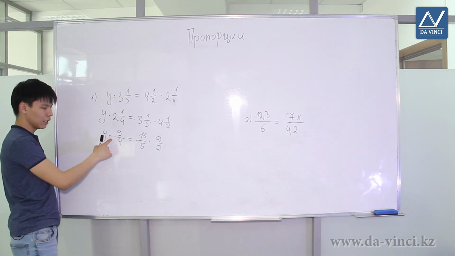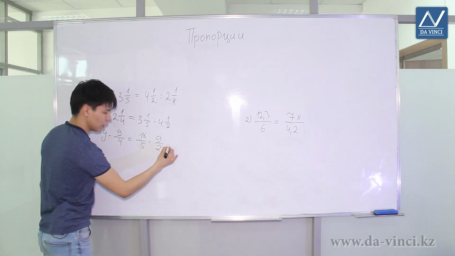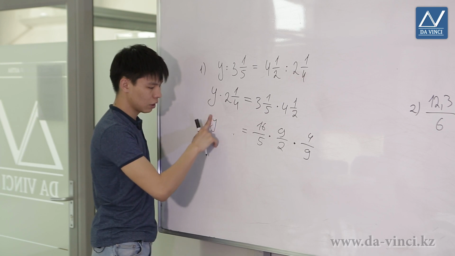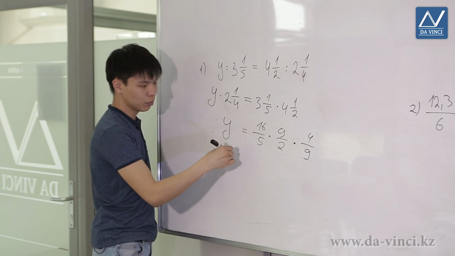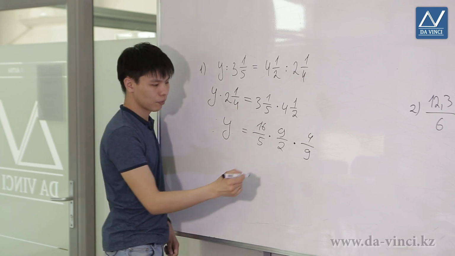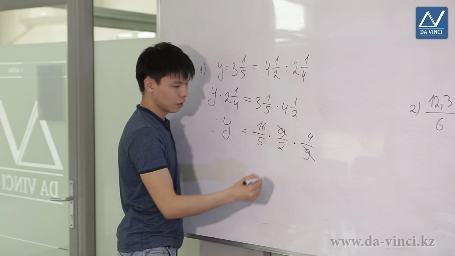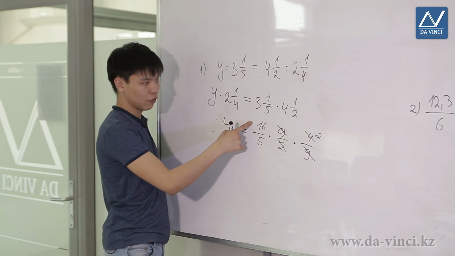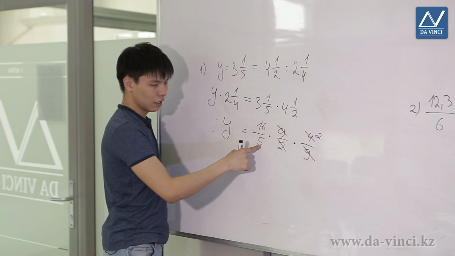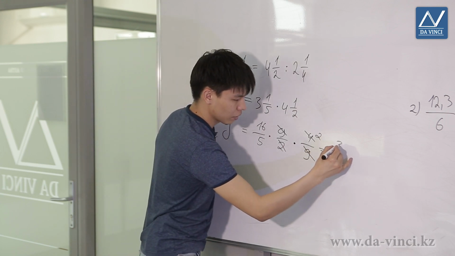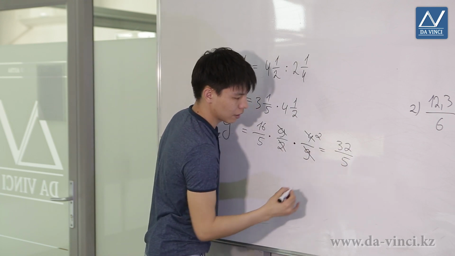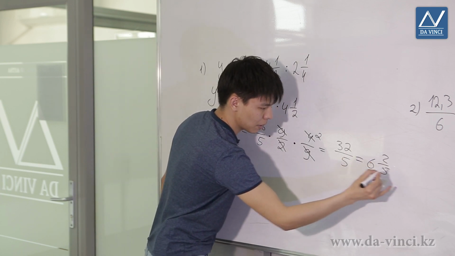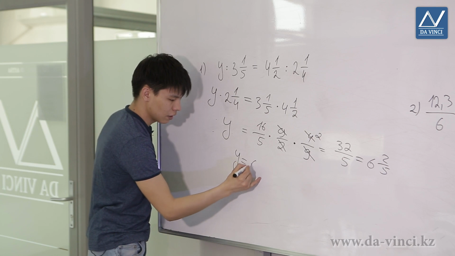We need to find y from here. That is, we need to divide everything by 9/4 or multiply by 4/9. I'll write 4/9 here and remove it here. So we have y equal to this expression. It remains to simplify. 9 is reduced by 9. 4 is reduced by 2. We get 2. Nothing else can be reduced. It will be 16 times 2 divided by 5. That is 32/5. 32/5 could be written as 6 and 2/5. That is, y is equal to 6 and 2/5.